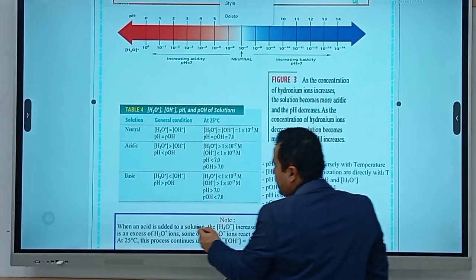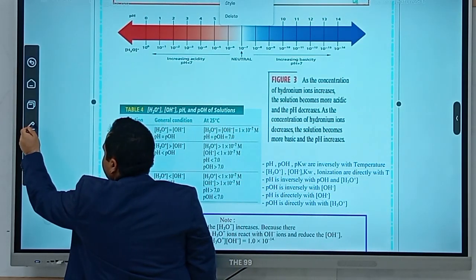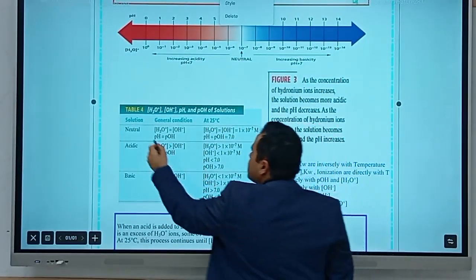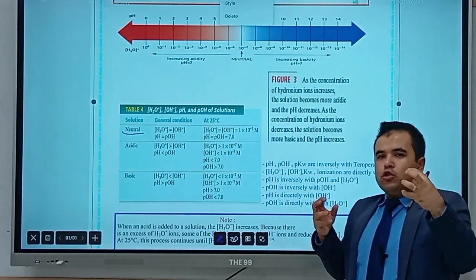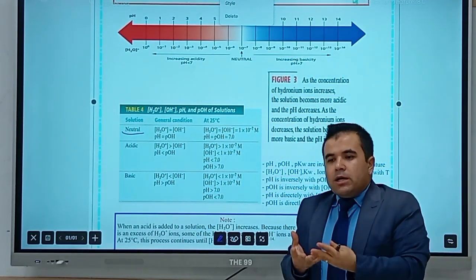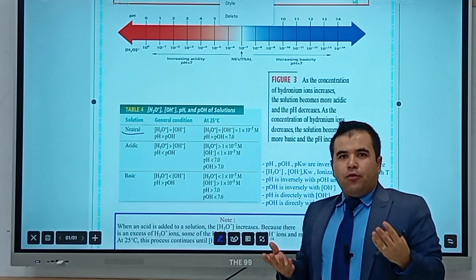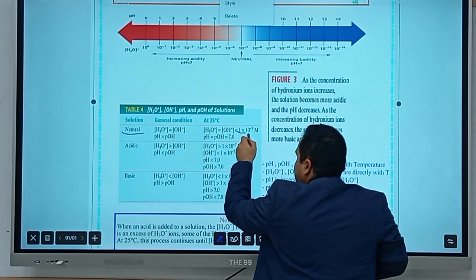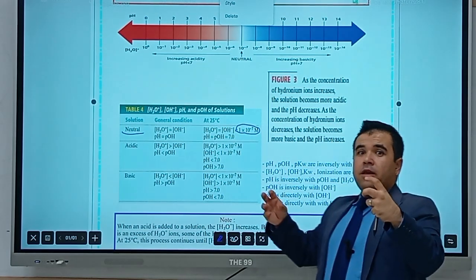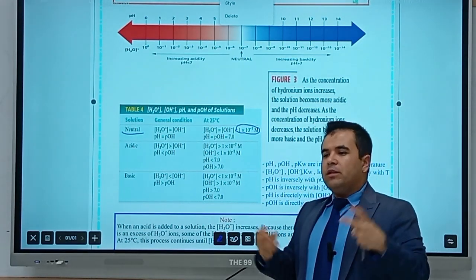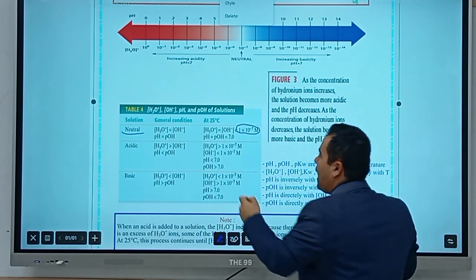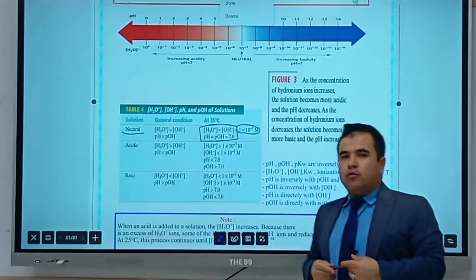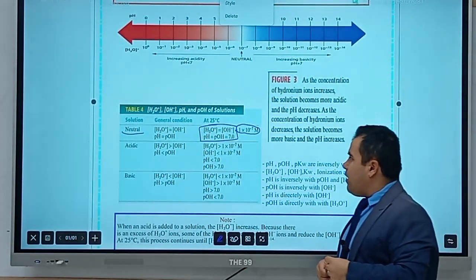Guys, simply in a neutral solution, the hydronium concentration is equal to the hydroxide, and both are equal to 10 to the power minus 7 at 25 Celsius. If the hydronium and hydroxide are equal, the pH and pOH are also equal. So hydronium, hydroxide, pH and pOH, they are all equal. The pH and pOH of the neutral solution is 7.